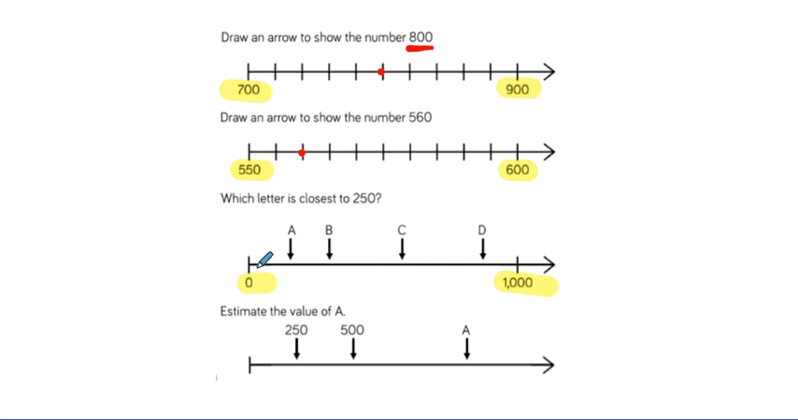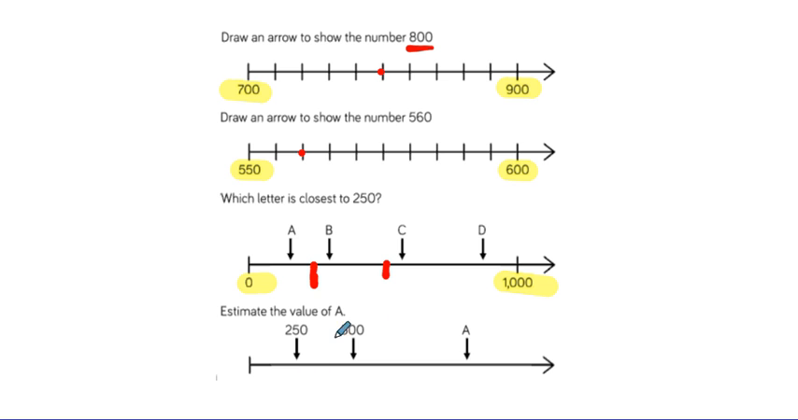Here we've got a number line from 0 to 1,000. I'm going to draw a line right down the middle to represent 500, and a line a quarter of the way along to represent 250. And that means that this time B is the closest to 250.